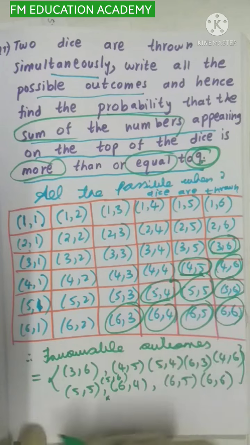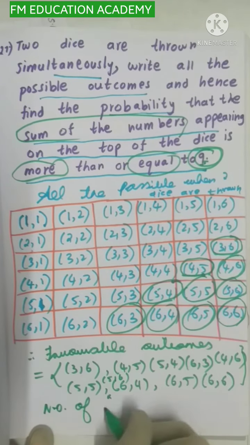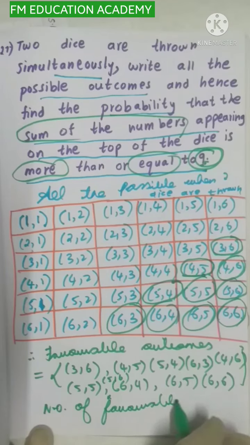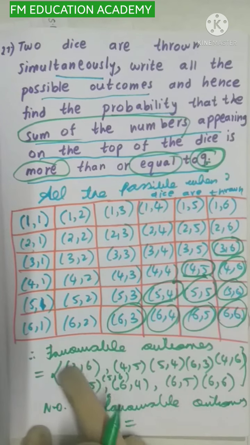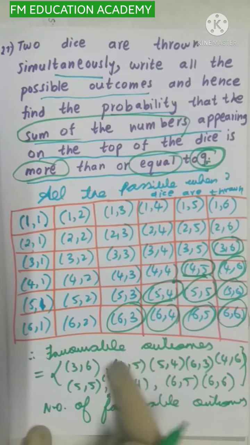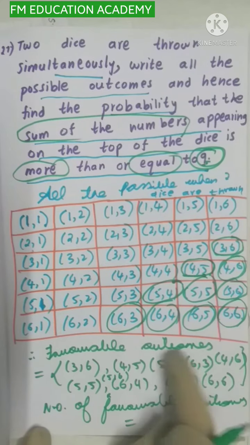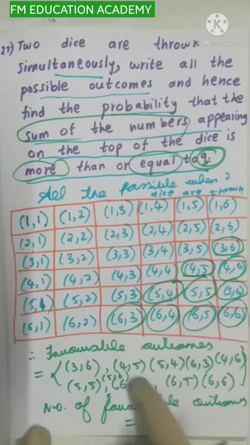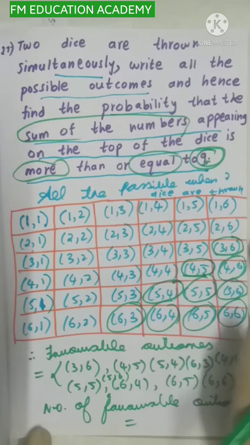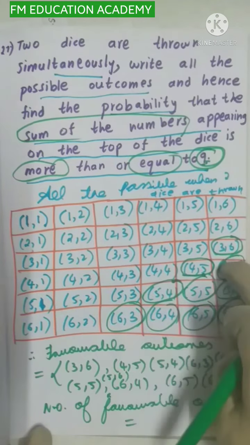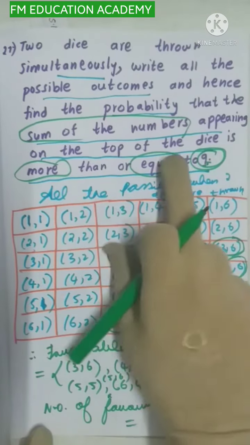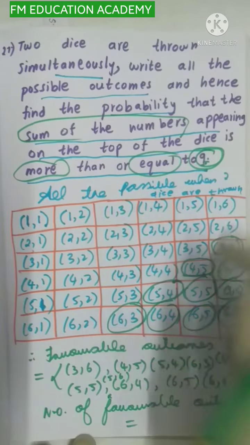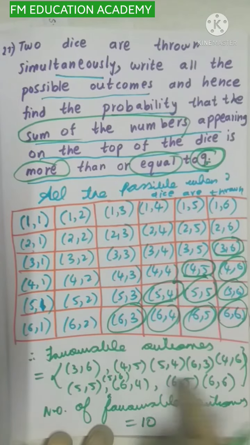Okay. So how many are the number of favorable outcomes? Number of favorable outcomes means I have to count how many they are. So this is one favorable outcome, that is 3 plus 6, I am getting 9. 4 plus 5, 9, this is the second favorable outcome. So 1, 2, 3, 4, 5, 6, 7, 8, 9, 10. See, here also I can count like this: 1, 2, 3, 4, 5, 6, 7, 8, 9, 10. Why am I adding them? Because it is telling the sum of the numbers appearing on the top of the dice is more than or equal to 9. So how many did we get? We got 10 here. These are 10 in number. So the number of favorable outcomes is 10.